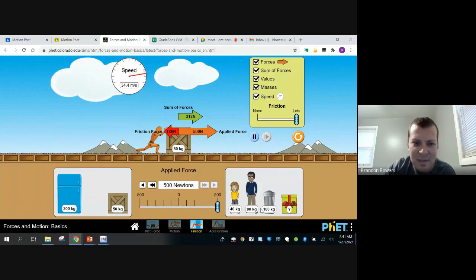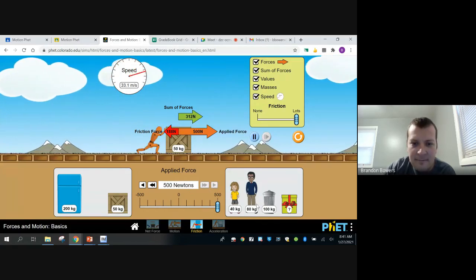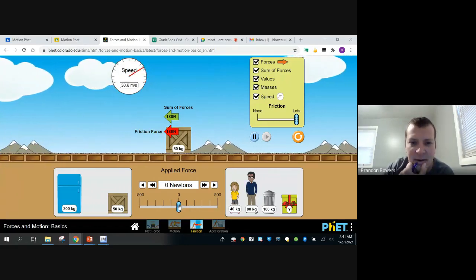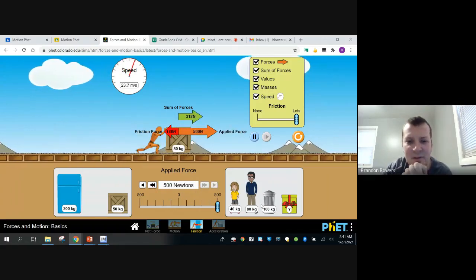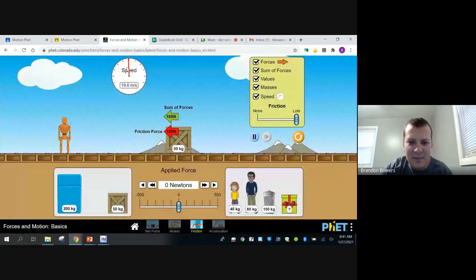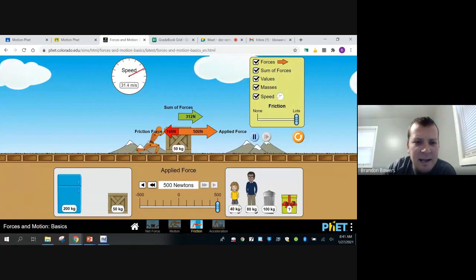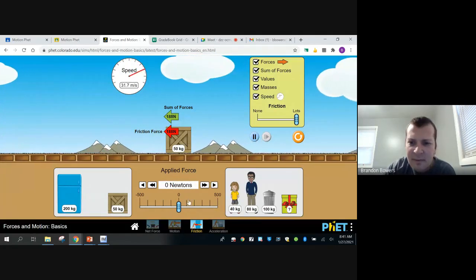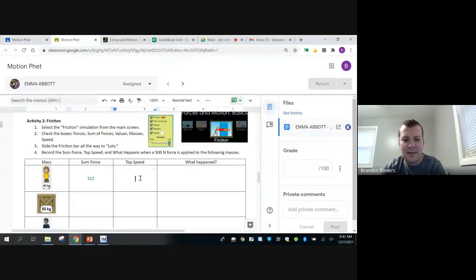What's my top speed going to be? Oh, that's interesting. He let go of the box. I want to redo that. What's my sum of forces? Well, my sum of forces is 312. My top speed, I forgot to check what that was. I think it was 40. So my top speed was 40. And what happened? Well, when he reached his top speed, he let go of the box. I guess that should go under the box, right?